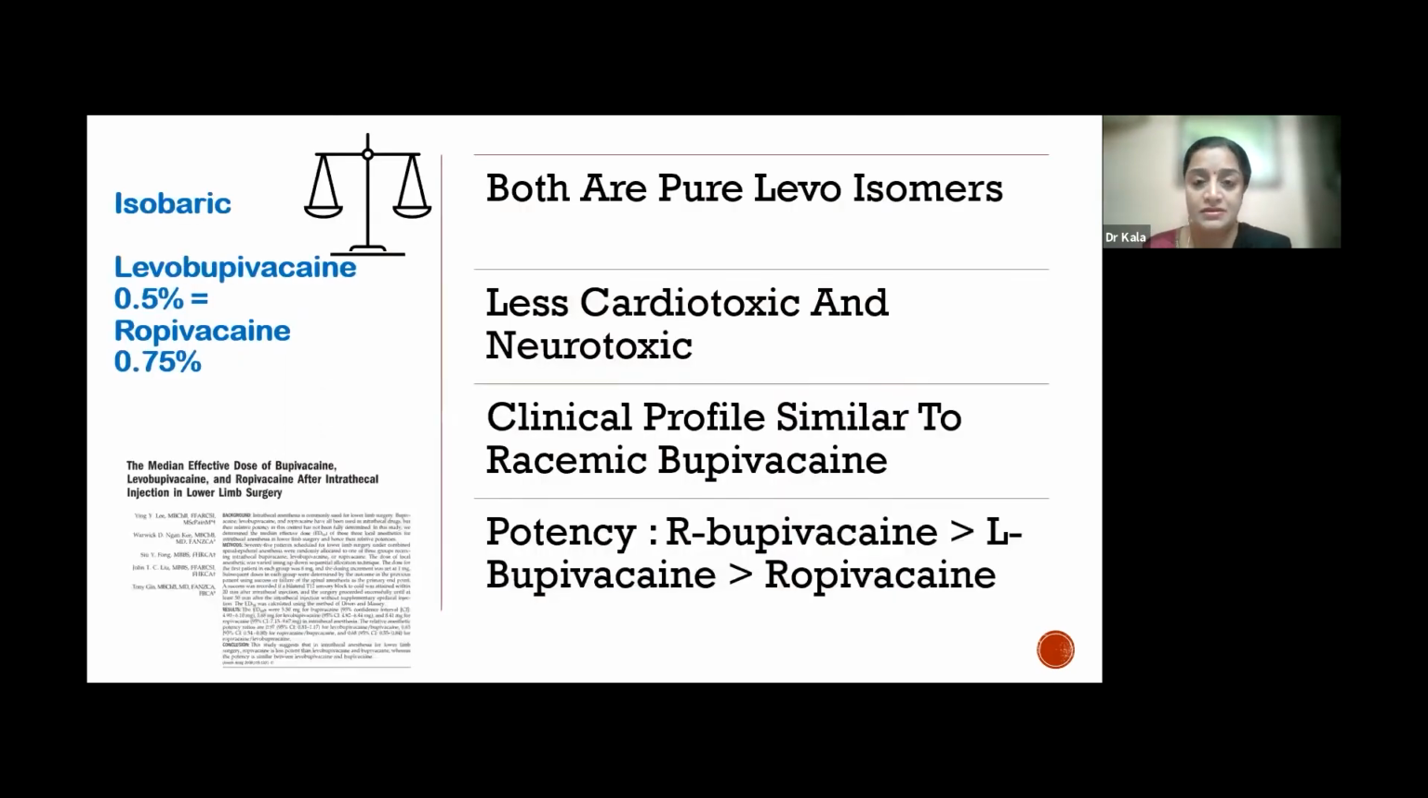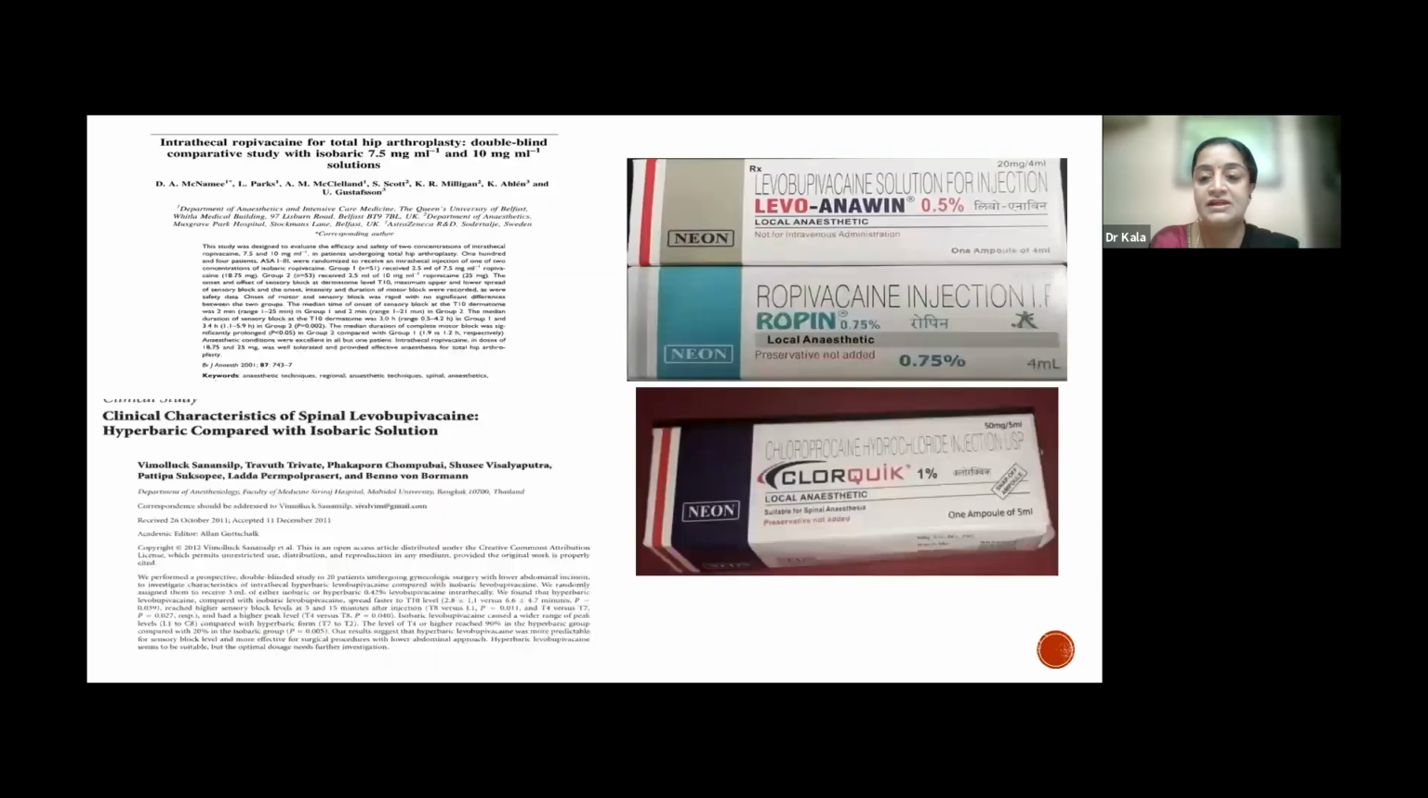So how do we conclude, Kavi, to sum up the comparison: isobaric levobupivacaine 0.5% is equal to ropivacaine 0.75%. Both are pure levoisomers, both are less cardiotoxic and neurotoxic. The clinical profile is similar to the racemic bupivacaine, that is the routinely used hyperbaric bupivacaine. In terms of potency, definitely the racemic bupivacaine is more than the levobupivacaine, which is in fact more than the ropivacaine. These are the LA solutions available in the market.